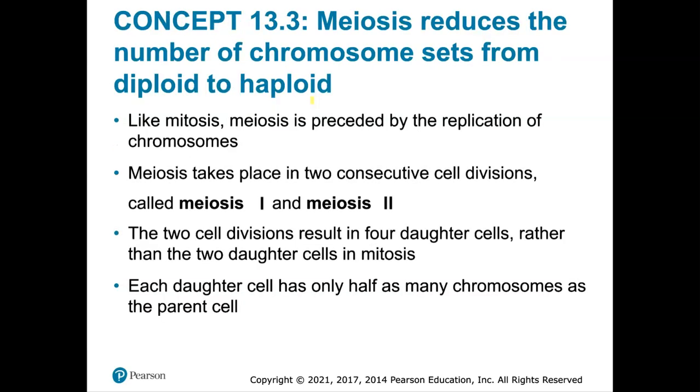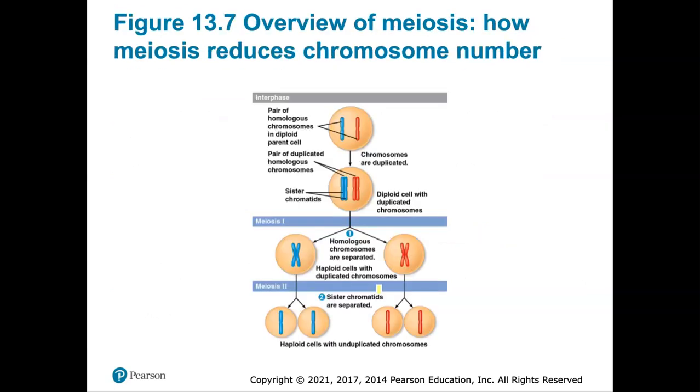All right, now we're going to talk about meiosis 1 and meiosis 2. But I do want you to know that in meiosis, you do have the replication, or duplication, of chromosomes before meiosis begins. Then meiosis has two cell divisions called meiosis 1 and meiosis 2. And at the end of meiosis, you get 4 daughter cells instead of 2, and they're haploid. They only have half the number of chromosomes as the parent.